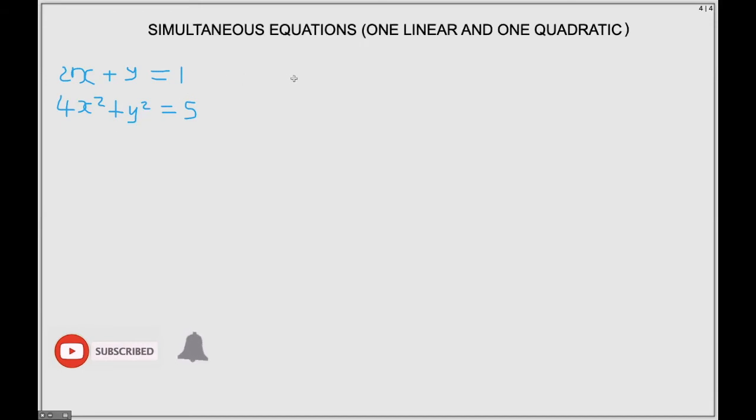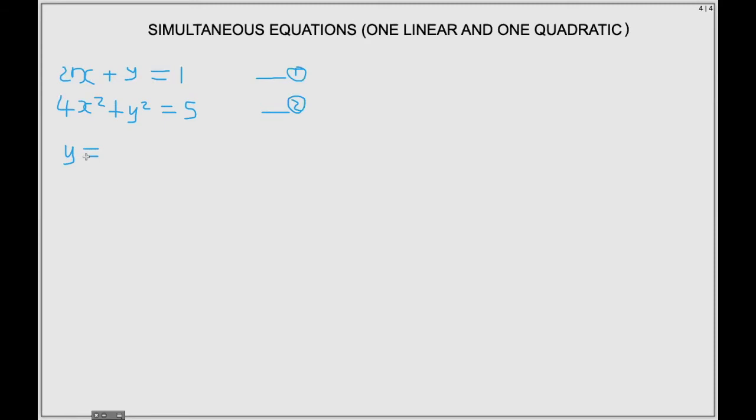So I'm going to assign the first equation to be equation 1. So I'm going to write 1. So that's equation 1. The second equation, equation 2. So we have the number 2 to signify this is equation 2. Now we look at the linear format to make x or y the subject. In this case, I'm going to make y the subject.